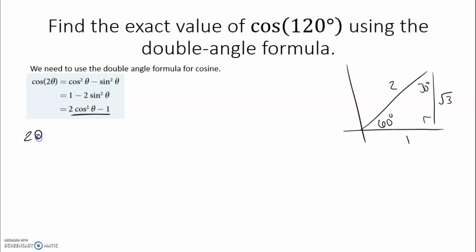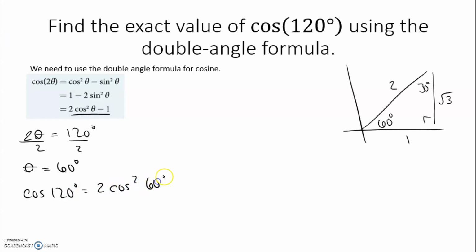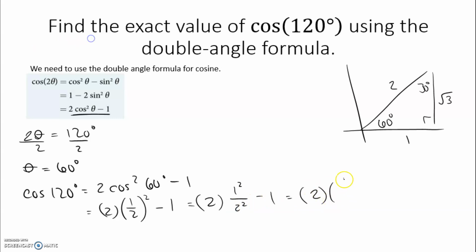So same thing, 2 theta is equal to 120. Solve for theta. So theta is 60. So cosine of 120 is equal to 2 cosine squared of 60 minus 1. So cosine of 60 is 1/2. Make sure you don't forget to square it. Minus 1. So this is 2 times 1 squared over 2 squared minus 1. So this is 2 times 1/4 minus 1.